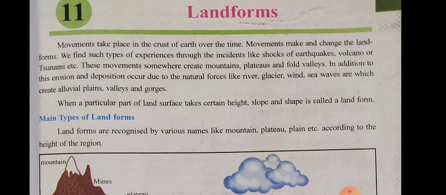This movement somewhere creates mountains, plateaus and fold valleys. In addition to this, erosion and deposition occur due to natural forces like river, glacier, wind, sea waves, which create alluvial plains, valleys, and gorges.